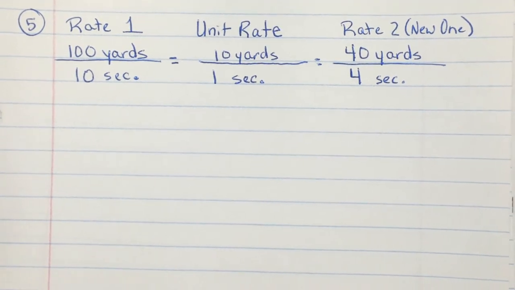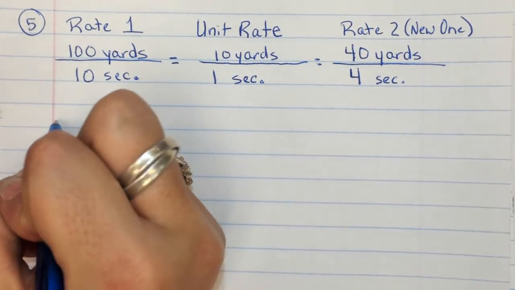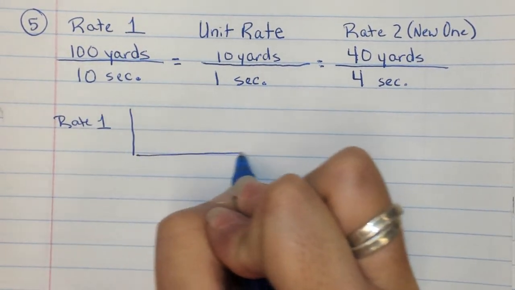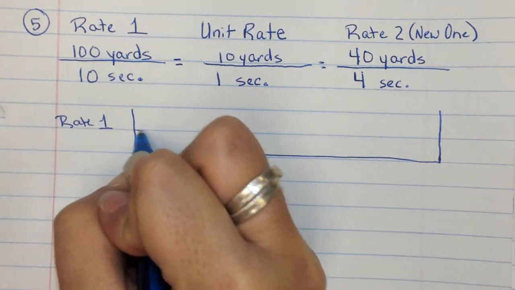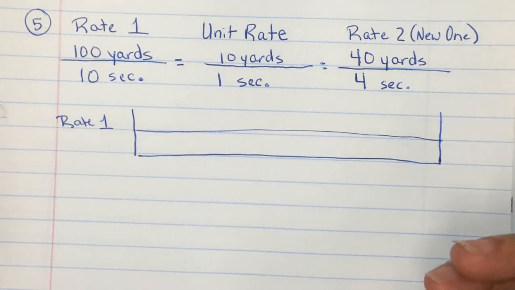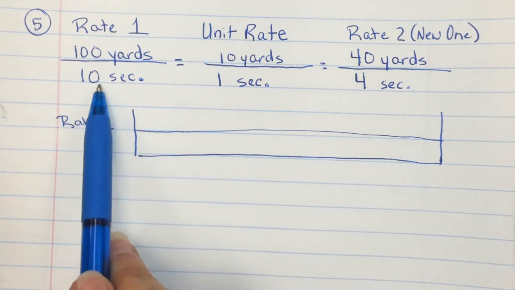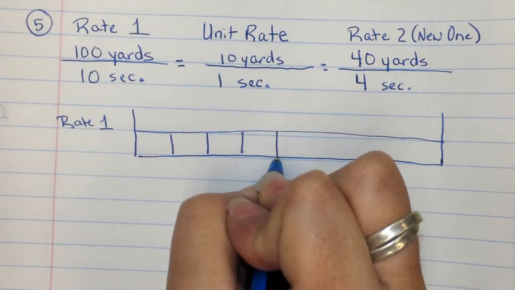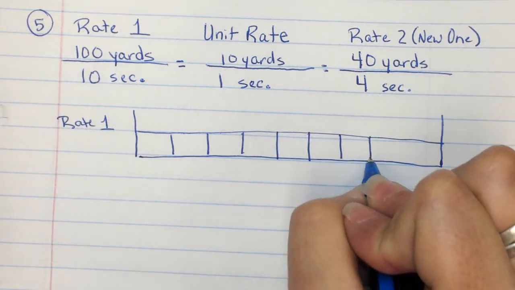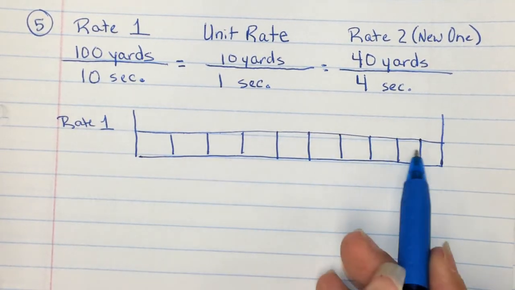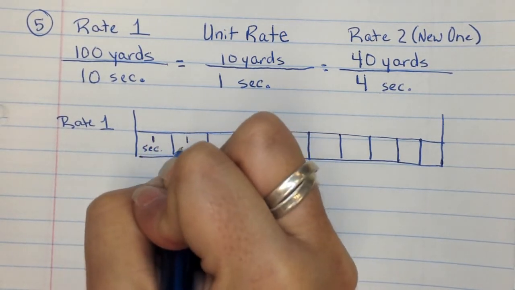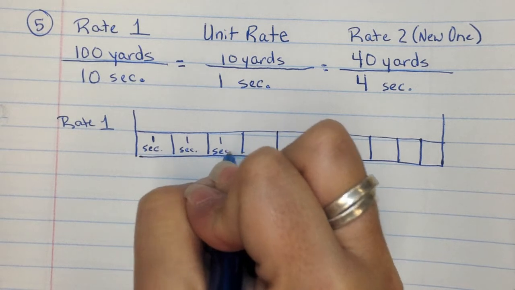Now, I'm going to draw my tape diagrams. I'm going to start with this first one, rate 1. I just usually draw them all long. It doesn't really matter. Now I need 10 seconds on the bottom, so I need 10 boxes. And I know they won't be perfect. Do the best you can. Label each one 1 second. I hope you're keeping up with me so that you don't have so much homework.